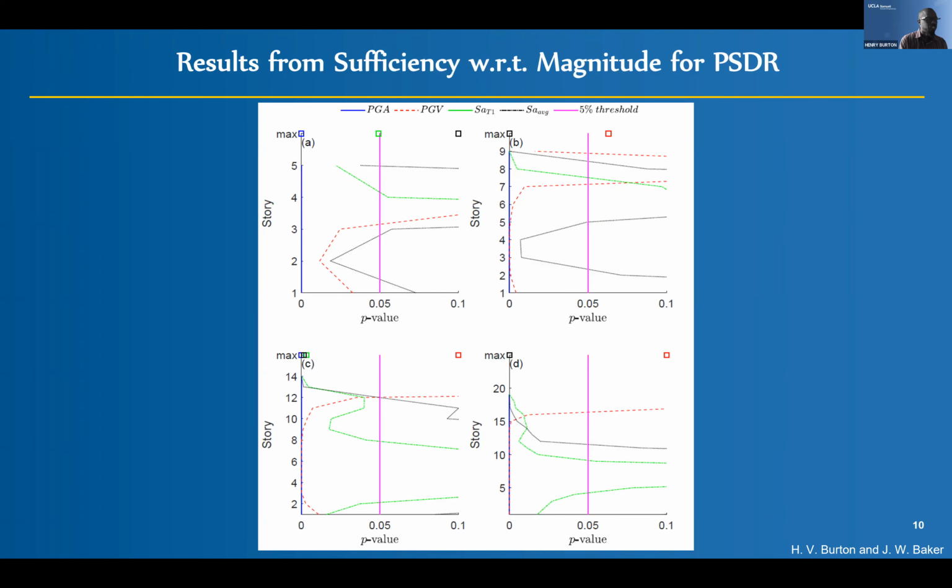We also performed efficiency and sufficiency-based assessments. This slide just shows some results for sufficiency with respect to magnitude for peak story drift ratio. The 2 main takeaways are that the findings based on the full profile and maximum response are different. Remember, we said for the causal inference-based evaluation, these two types of results were consistent. The second finding is that there's no consistent trend that can be linked back to structural dynamics principles.